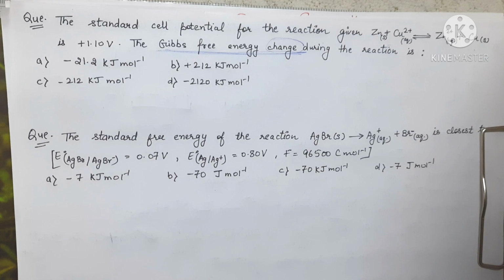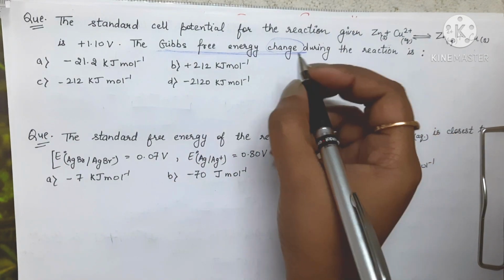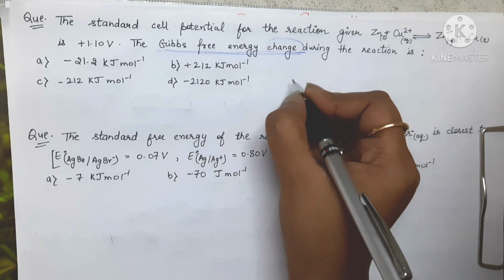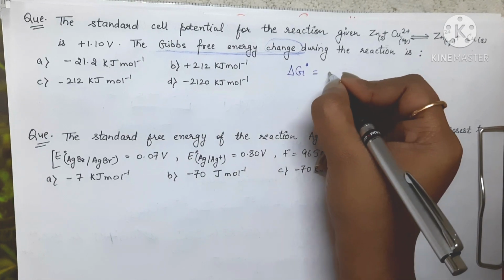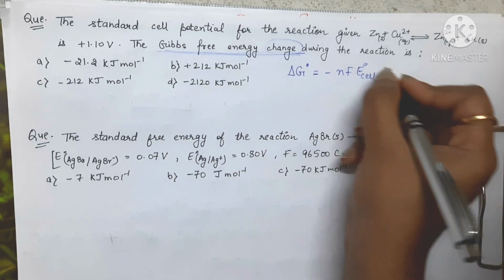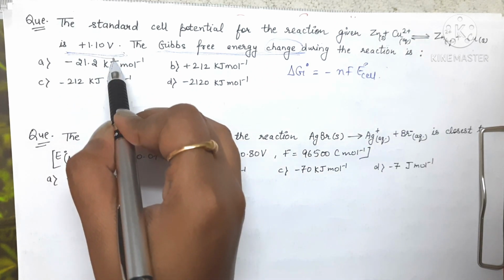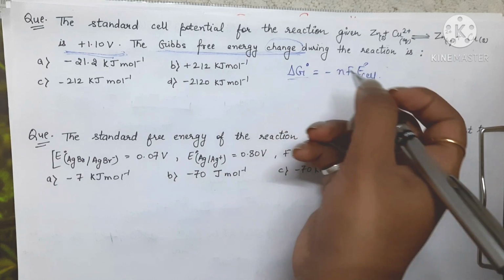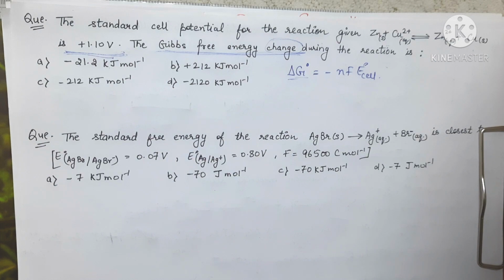So how to approach the question? It's a very easy question. What you should know is we have to find out delta G naught value, right? So we know that delta G naught is equals to minus nF E naught of cell, right? Why am I using this relation? Because they have given the EMF of the cell, and we have to find out the Gibbs free energy change. So the relation between these two is this one, so that's why I'm using this equation.